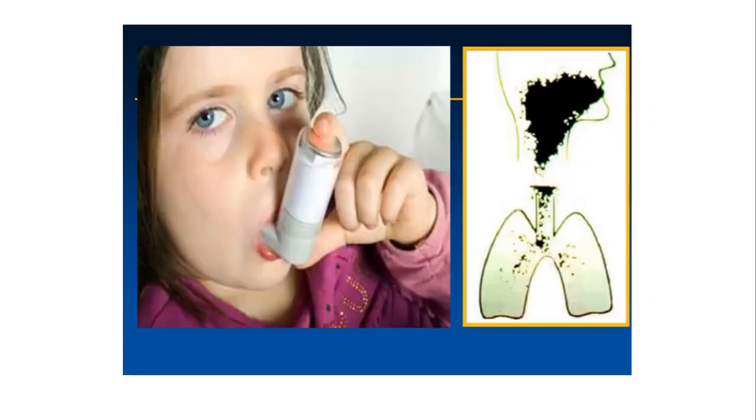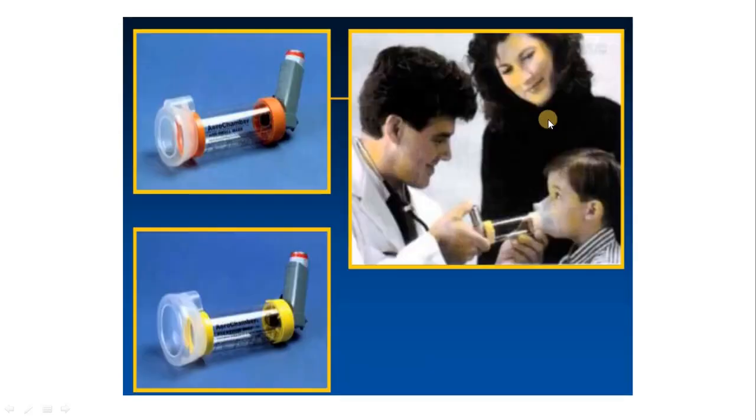Of course, children should preferably be given a spacer, because usually they are unable to coordinate taking the dose with taking a breath, and therefore most of the drug concentrates in the throat, which is not the site for treatment. Spacer is very important for the elderly and for people with children. They are unable to use the MDI alone.